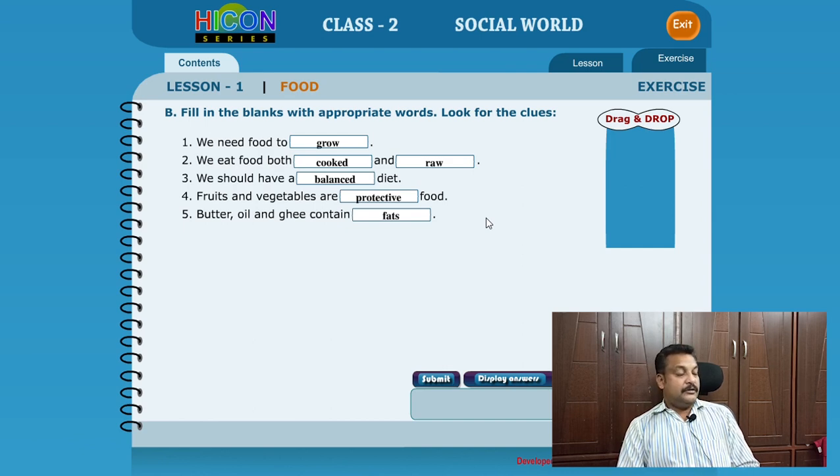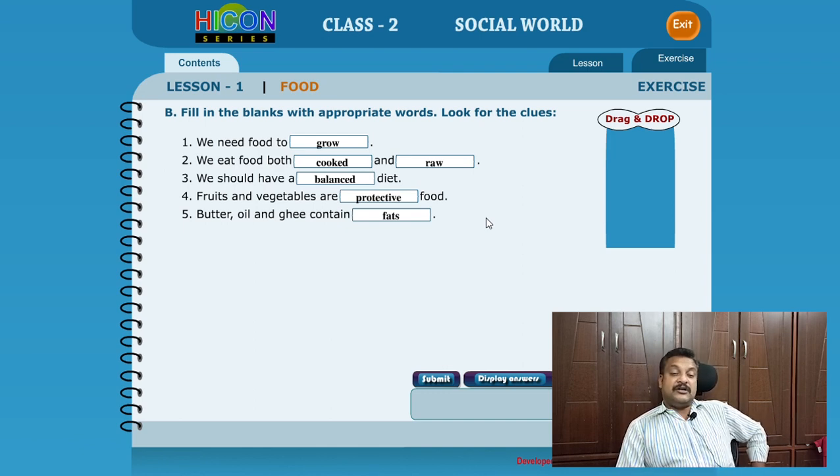Now, I'll read the sentences one by one, and after that I will leave you for a while so that you can read the sentences one by one. Okay. Now, we need food to grow. We eat food both cooked and raw, means uncooked. We should have a balanced diet. The food that we eat should have the nutrients like the proteins, minerals, vitamins, carbohydrates and fats along with the water. So such a diet is called a balanced diet.